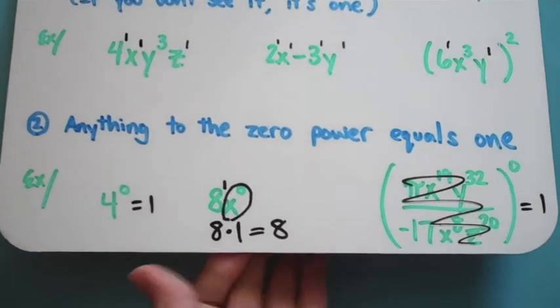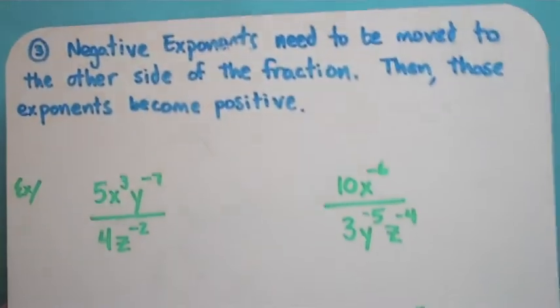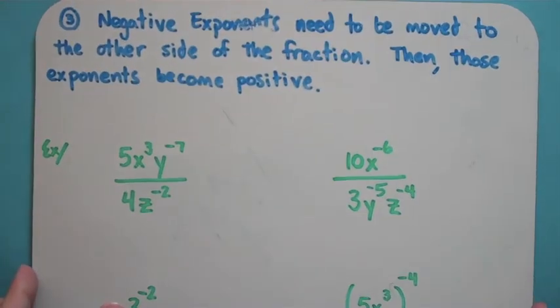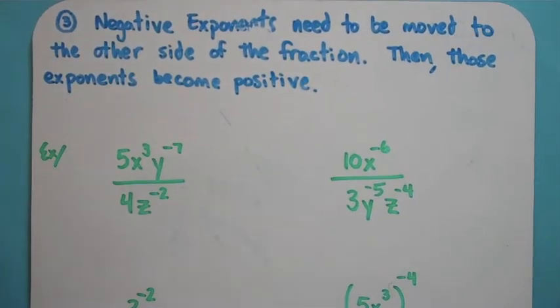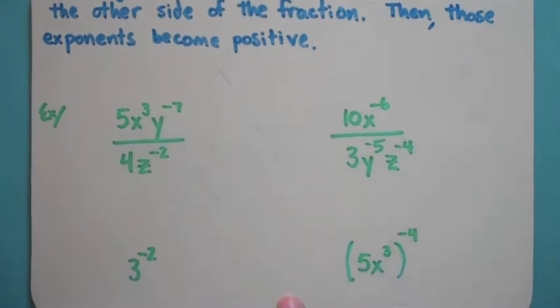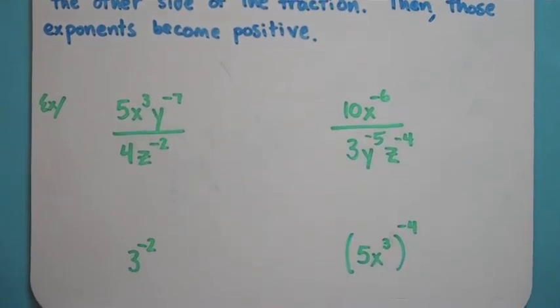This takes us to our third rule for the video, which out of the 3 is the one that requires the most practice to get used to. But it has to do with the idea of negative exponents. If you have a situation with negative exponents, you're actually going to move them to the other side of the fraction and turn them into positive exponents. You're not allowed to leave negative exponents typically in your final answers. So, best way to practice this is through a couple examples here.